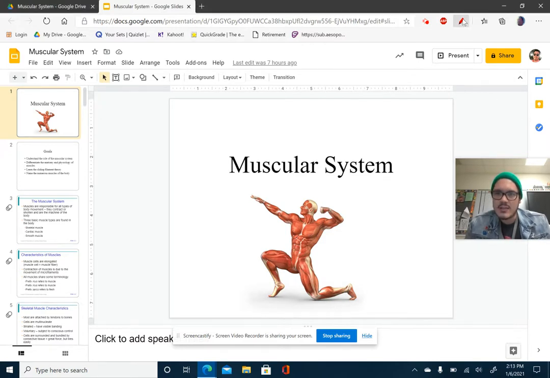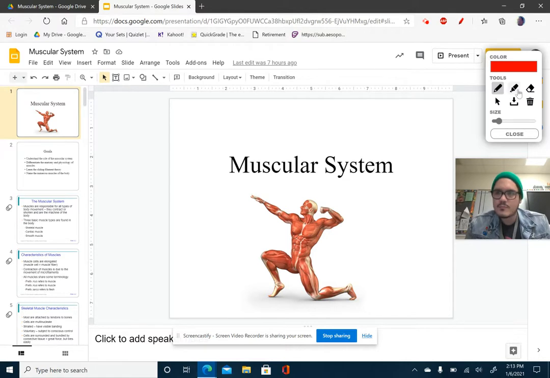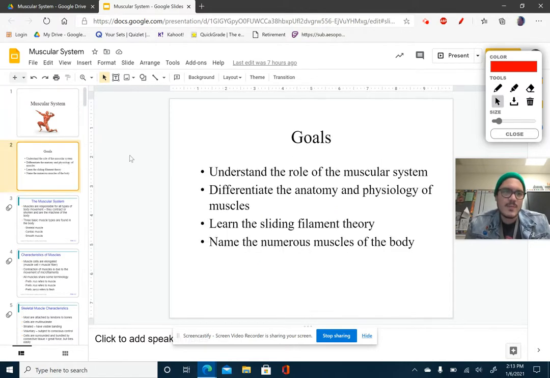Let me go ahead and get this going here. There we go. All right, so what are the goals of the unit? And this is going to be a short video. It's kind of just an introductory video more than anything else. Understand the role of the muscular system, differentiate the anatomy and physiology of muscles, learn the sliding filament theory, and name the numerous muscles of the body.